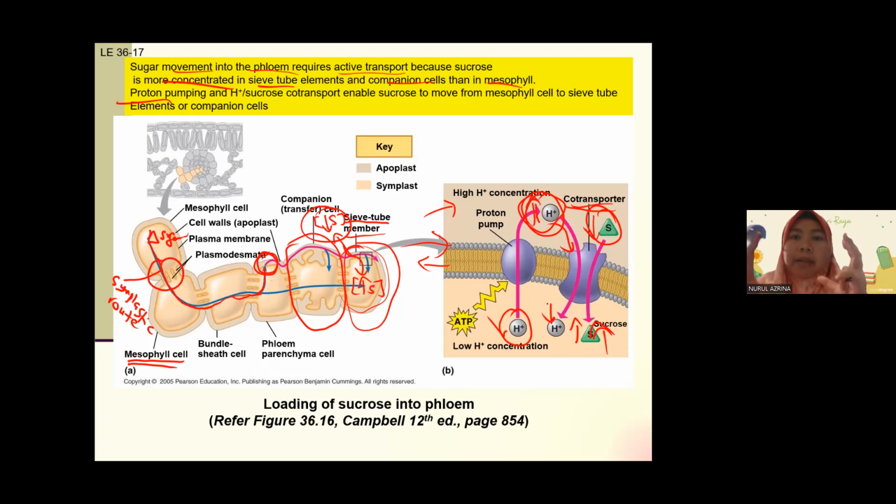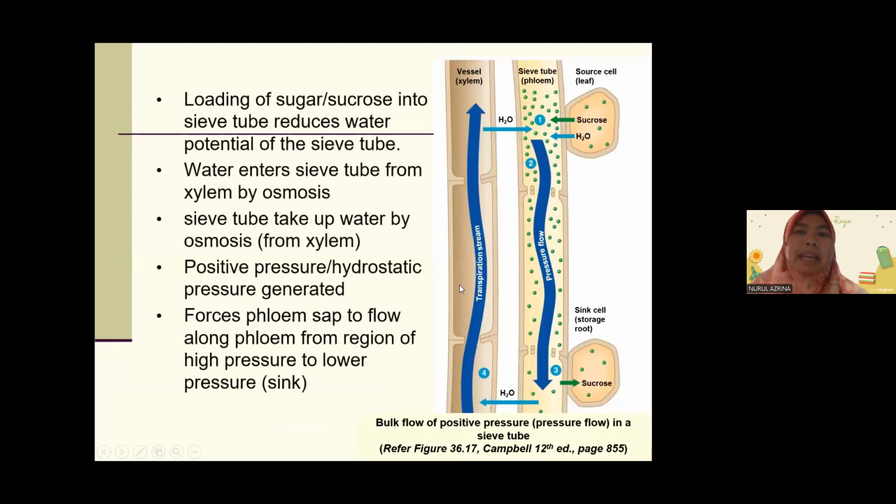So the proton gradient helps to transport sucrose from the extracellular space, which has a low concentration of sucrose, into the sieve tube member that has a high concentration of sucrose. Now we have accumulation of sugar in the sieve tube, in the phloem. Next, let's see the full mechanism of the loading and unloading of sugar.